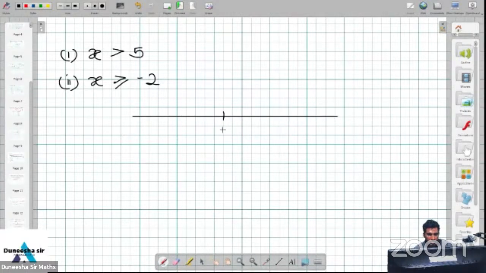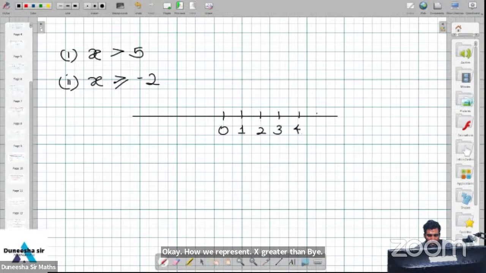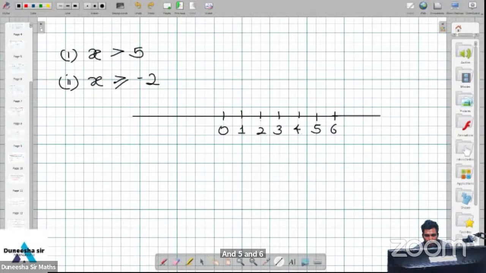Okay. How do we represent x greater than 5? 3, 4, 5, and 6, 7, 8, likewise. Then -1, -2. Okay. Can you tell me what are the greater values than 5?